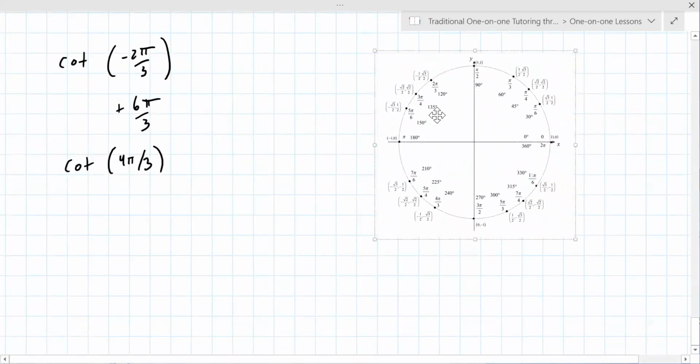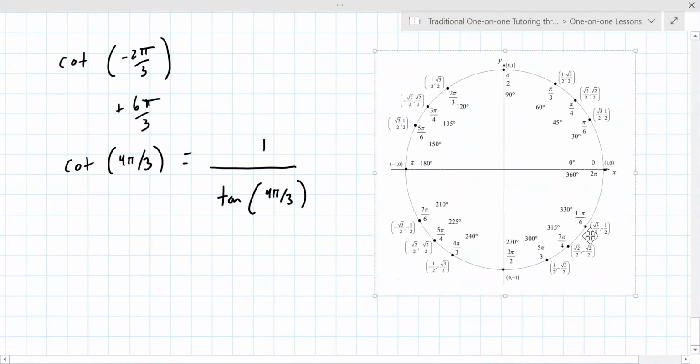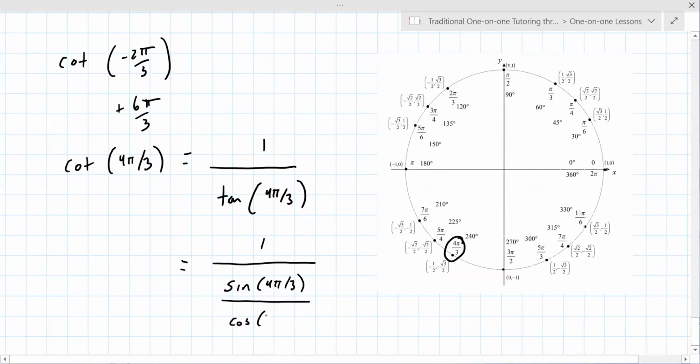It's almost better to even have one printed out. Cotangent is really 1 over the tangent, 4 pi over 3. That's the reciprocal property. So when you go to your unit circle here, you find 4 pi over 3. There it is. And then tangent, if you recall, tangent is sine over cosine. Sine 4 pi over 3 over cosine 4 pi over 3.